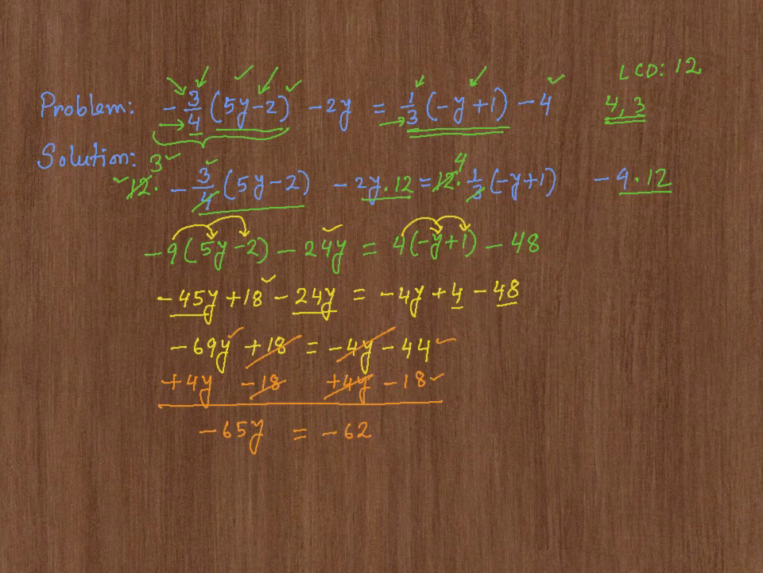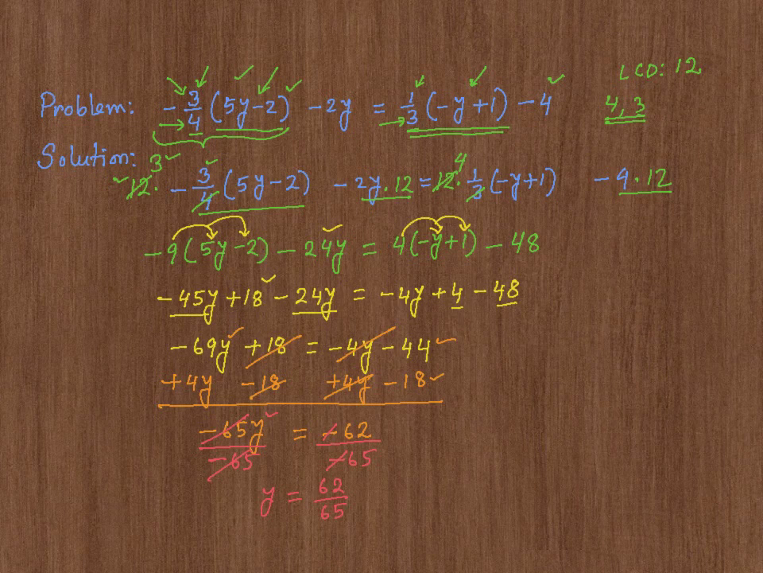Now, in order to solve for y, I need to divide both sides by negative 65 because y is being multiplied by negative 65. When I divide by negative 65, the negative 65s cancel out, and I do the same thing on the right hand side. That gives me y is equal to this, and the negatives cancel out because both are negative. So y equals 62 over 65.